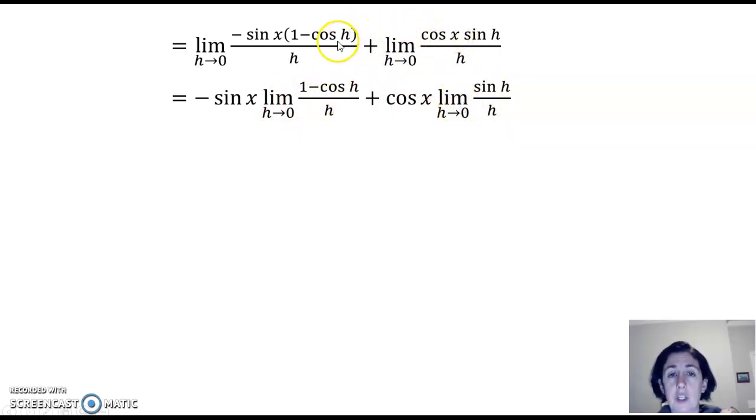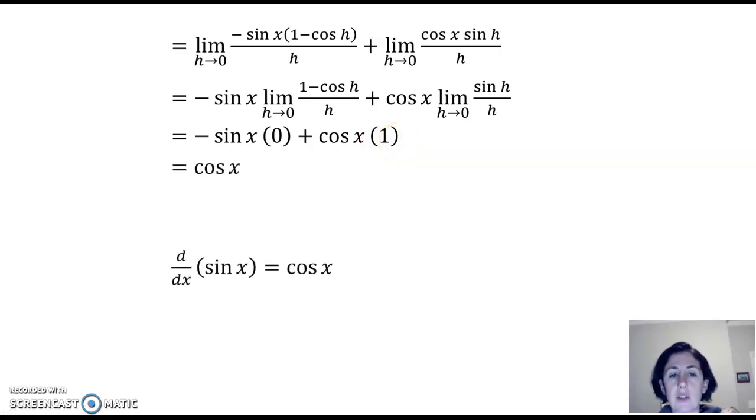These two limits should look familiar to you. These are our two special limits. The limit as h approaches 0 of 1 minus the cosine of h all over h is, if you recall, 0. And the limit as h approaches 0 of the sine of h over h would give us 1. So those are two special limits. Anything times 0 goes away, cosine times 1, and we're just left with the cosine.